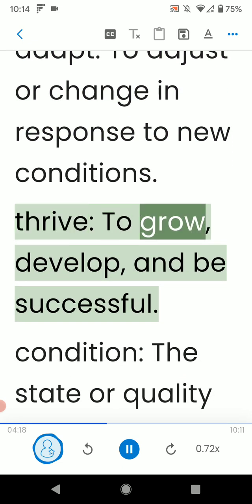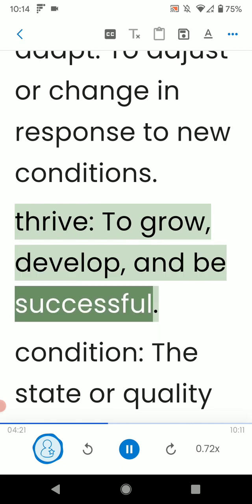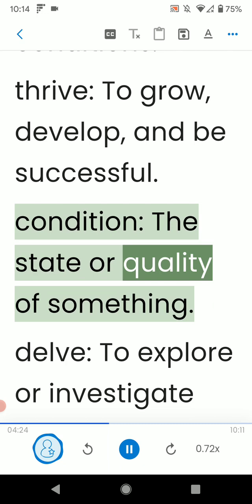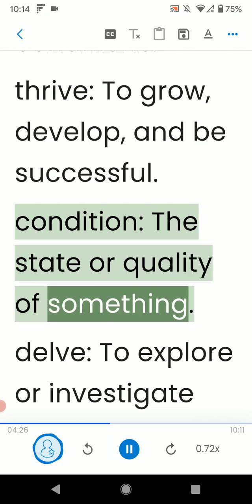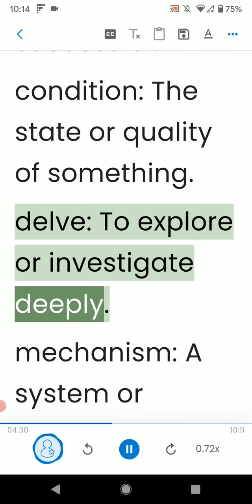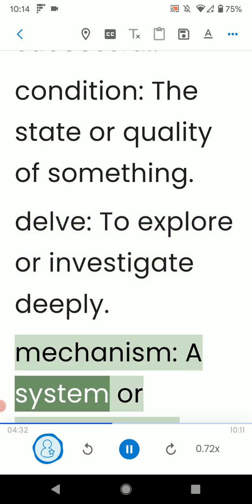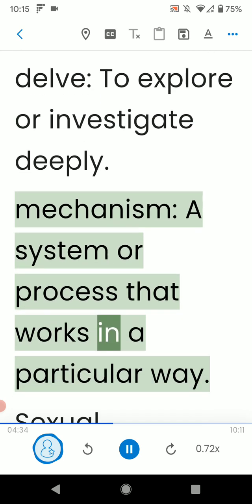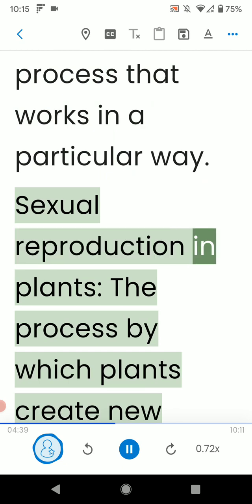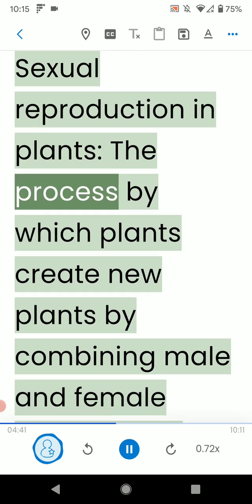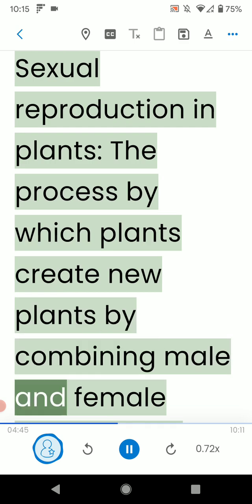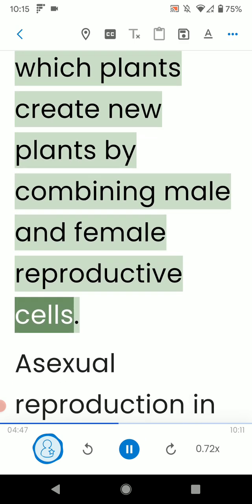Thrive, to grow, develop, and be successful. Condition, the state or quality of something. Delve, to explore or investigate deeply. Mechanism, a system or process that works in a particular way. Sexual reproduction in plants, the process by which plants create new plants by combining male and female reproductive cells.